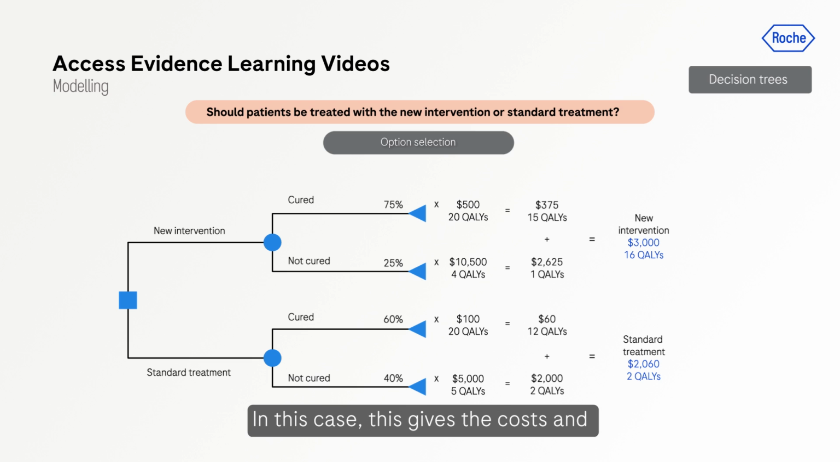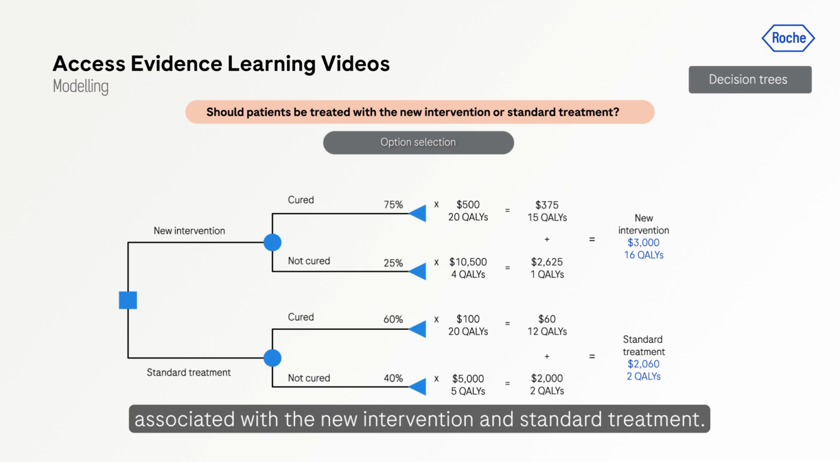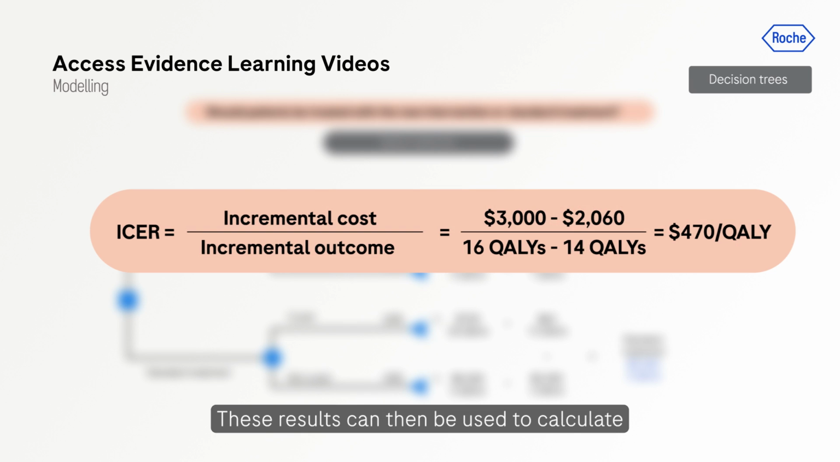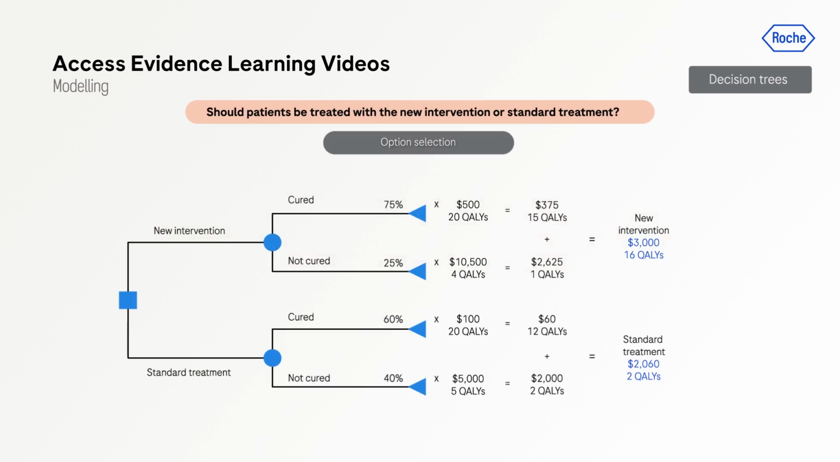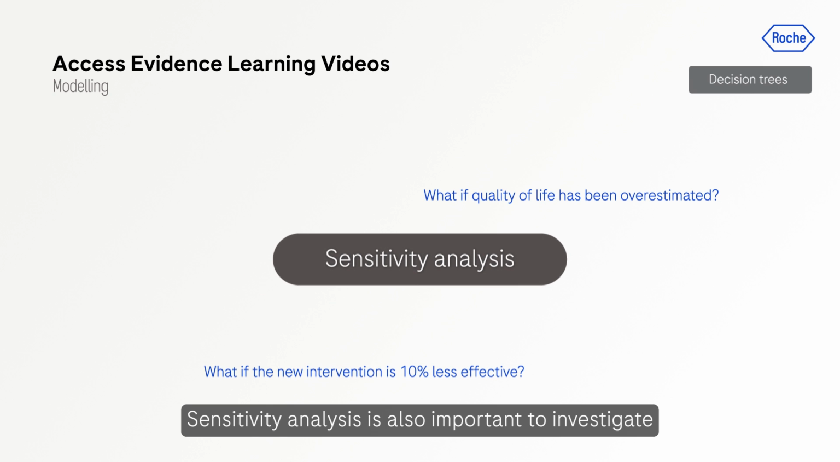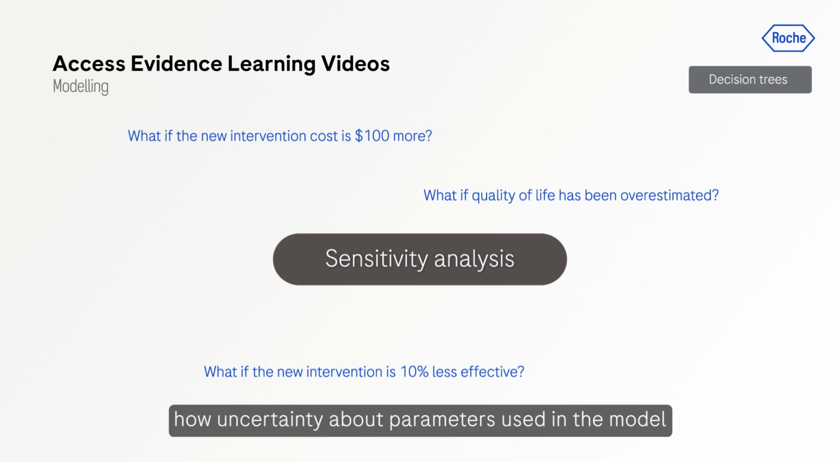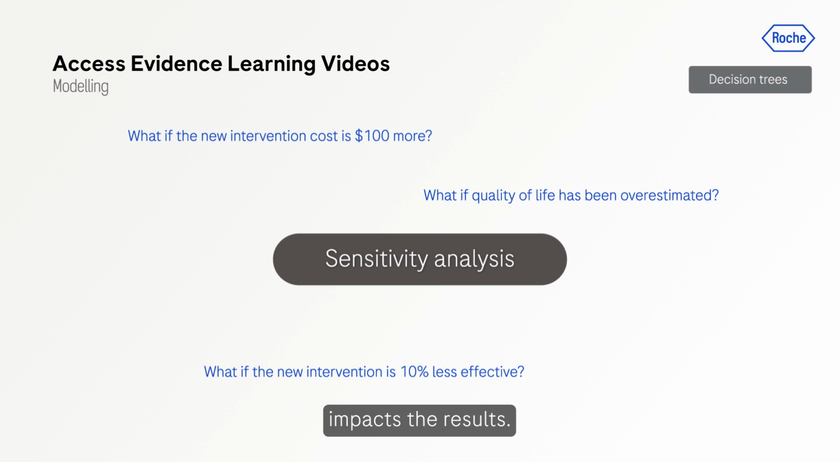In this case, this gives the costs and quality-adjusted life years, or QALYs, associated with the new intervention and standard treatment. These results can then be used to calculate the economic evaluation results, for example, the incremental cost-effectiveness ratio, or ICER. Sensitivity analysis is also important to investigate how uncertainty about parameters in the model impacts the results. This will be covered later.